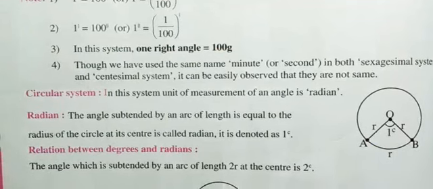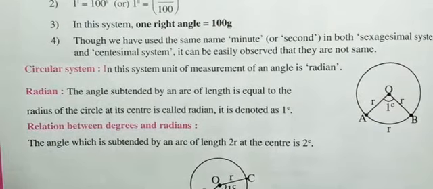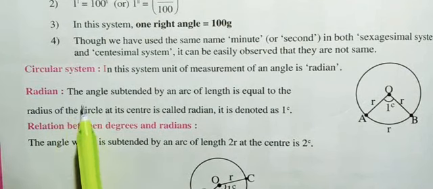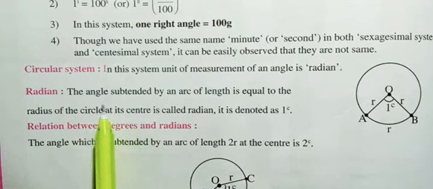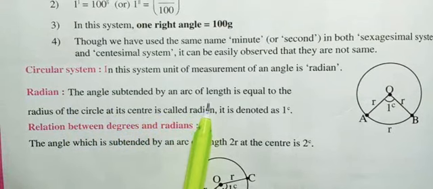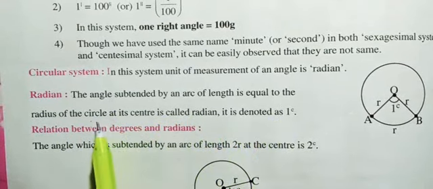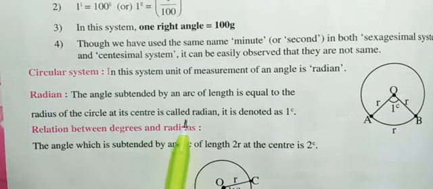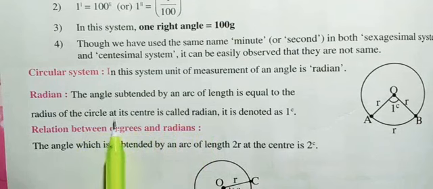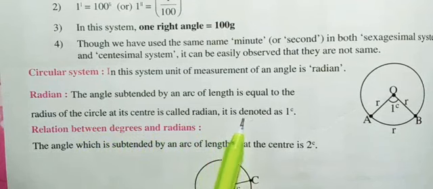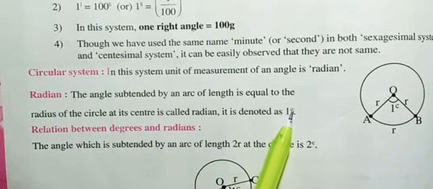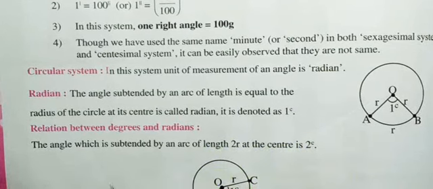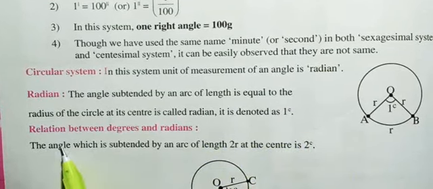Next move to the rotation. Now what is a radian? The angle subtended by an arc of length equal to the radius of the circle at its center is called a radian. It is denoted by 1c. This is 1c, the sign of radian. Understood that? Next come to the relation between degree and radian.